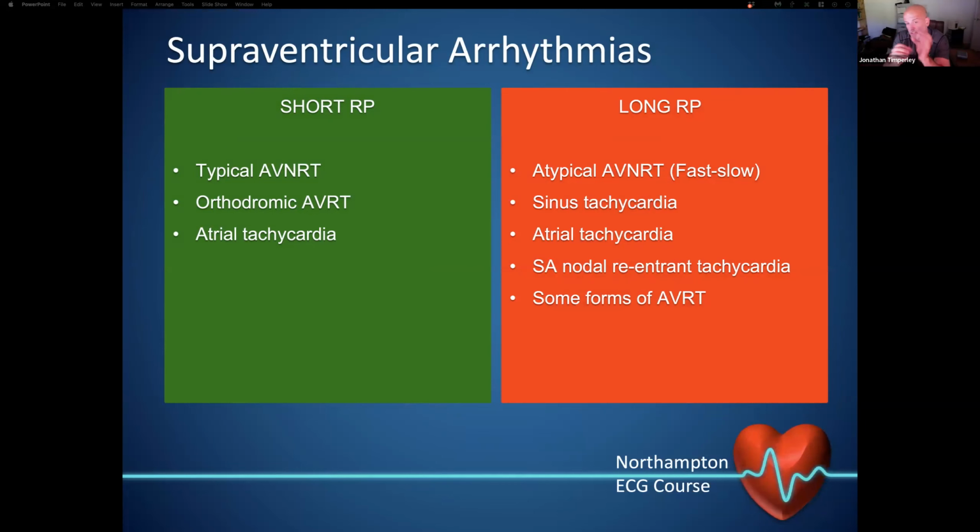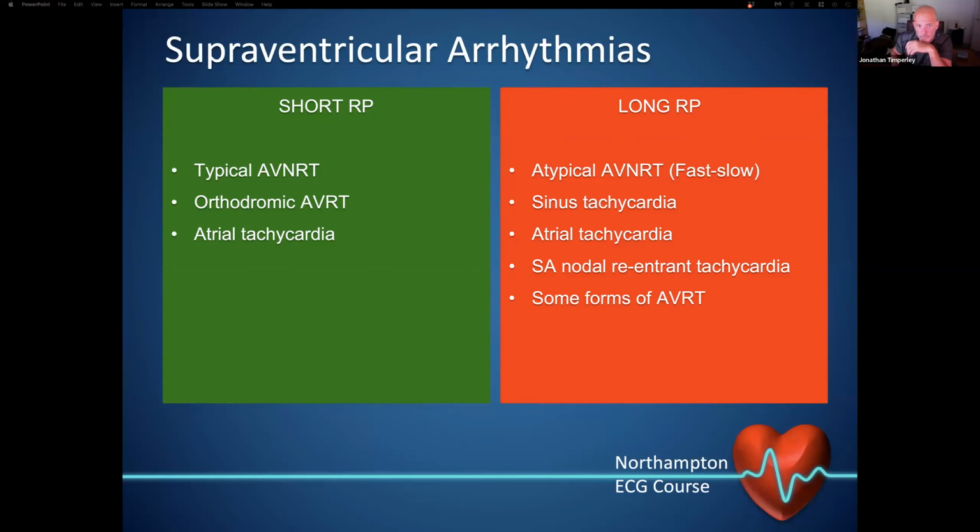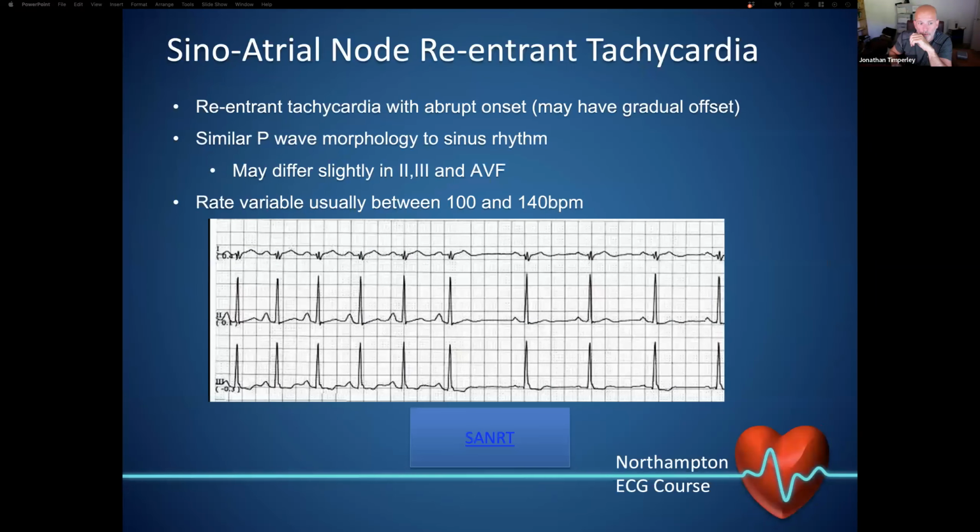So what we'll do is we'll just go through those and look at those as examples, and then we'll look at how they're actually generated. So let's start off with sinoatrial node re-entrant tachycardia.